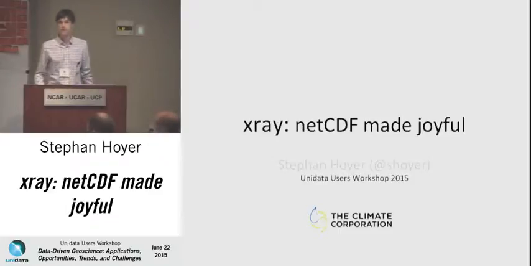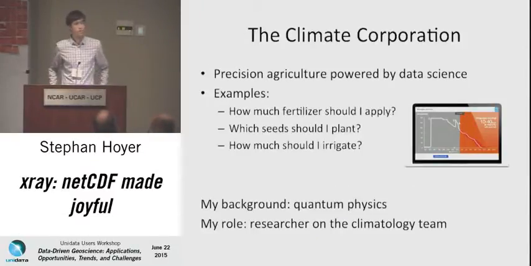Great, there we go. Okay, so I'm here to talk to you about a Python library that I've been working on for about the past year with a few of my colleagues from Climate. So I thought I would begin by telling you a little bit about myself and what we do at the Climate Corporation. So in a nutshell, it's precision agriculture powered by data science to help farmers make decisions. Things like how much fertilizer to put on their field, and that takes a lot of different types of science. But a big part of that is weather and climate science, and that's the area in which I work.